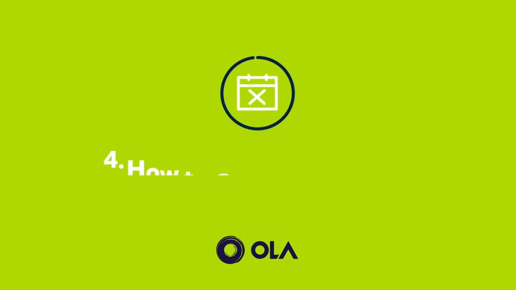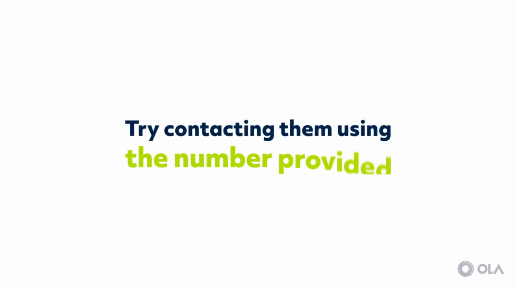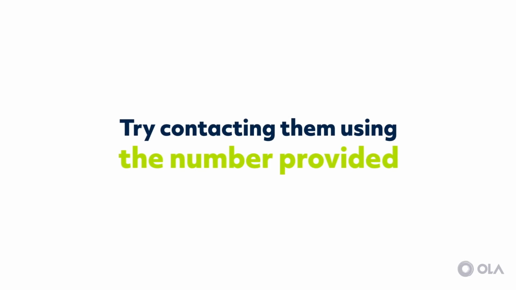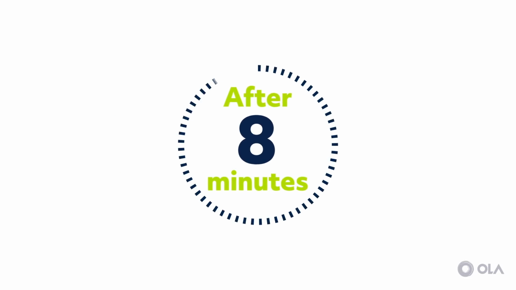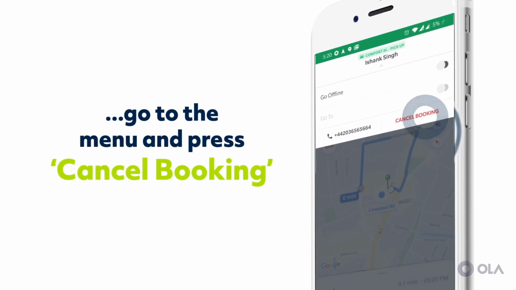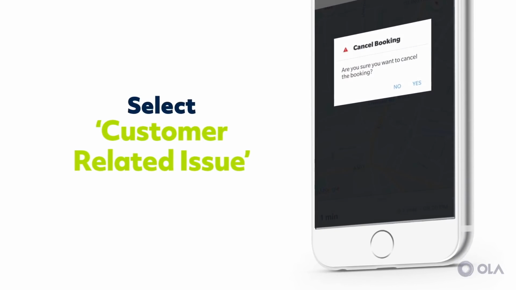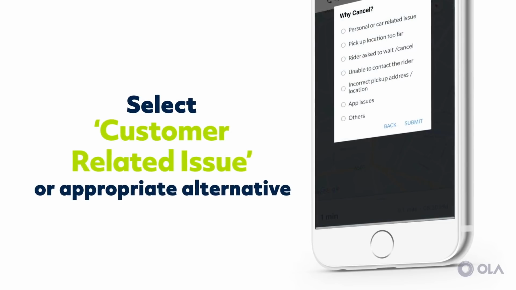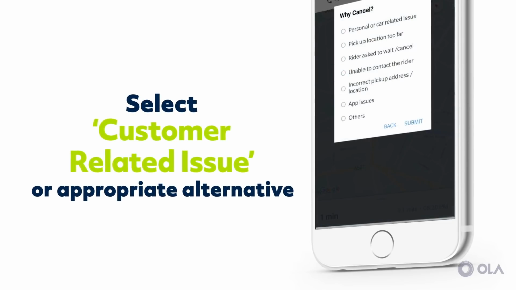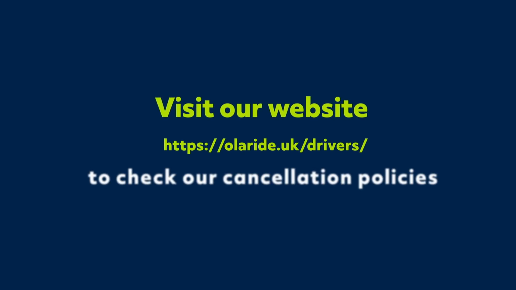There may also be times when you need to cancel a booking. For example, a passenger no-show. On arrival, if you can't locate your passenger, try to reach them using the contact feature in the app. If after 8 minutes there's no response, visit the menu at the top of your booking screen where you'll see an option that reads Cancel the booking. Make sure to record the cancellation as a customer-related issue. If you need to cancel for any other reason, you can choose the most appropriate option from our menu. You can visit our driver website to check our cancellation policies and see which instances might incur a fee.